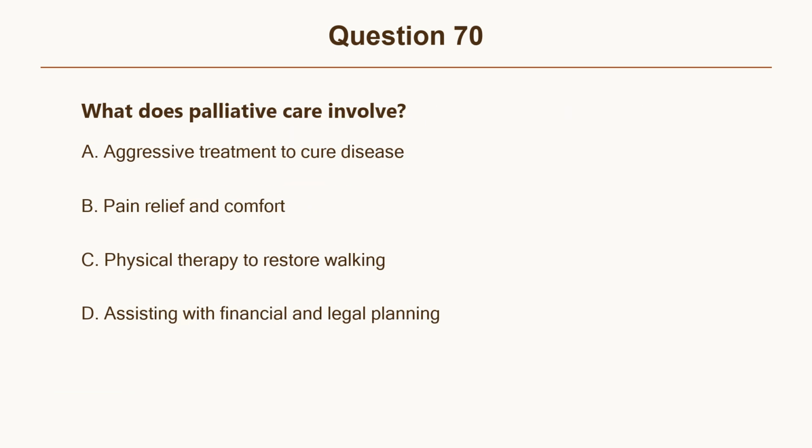Question 70. What does palliative care involve? Option A, aggressive treatment to cure disease. Option B, pain relief and comfort. Option C, physical therapy to restore walking. Option D, assisting with financial and legal planning. The correct answer is option B, pain relief and comfort.